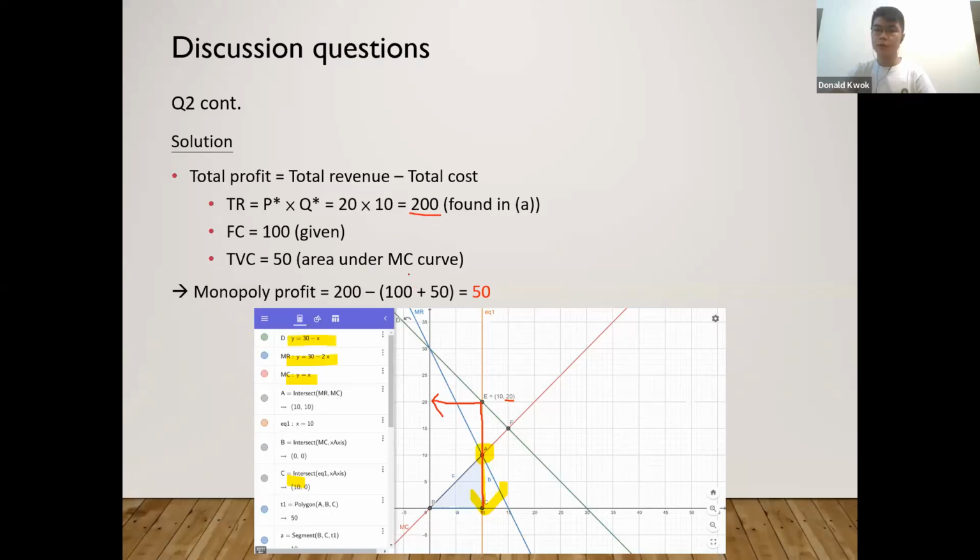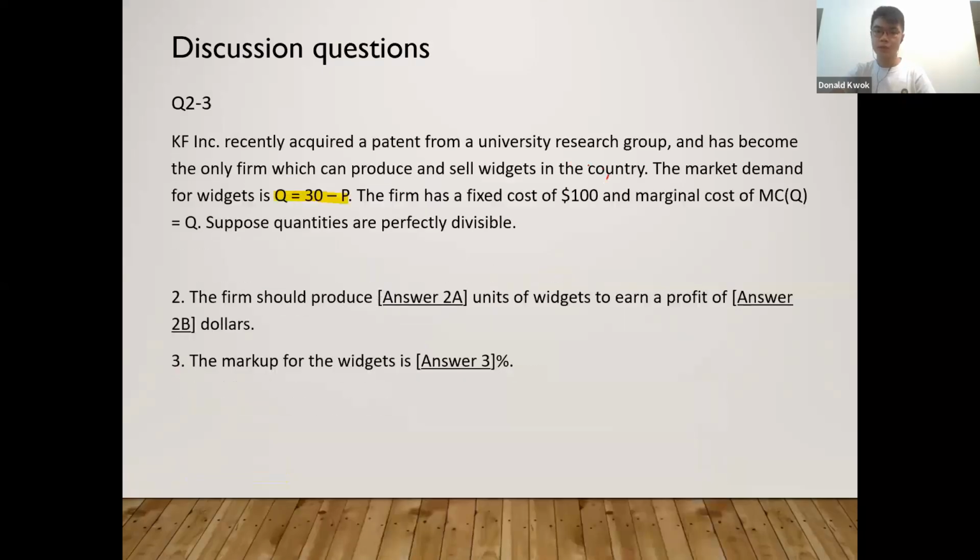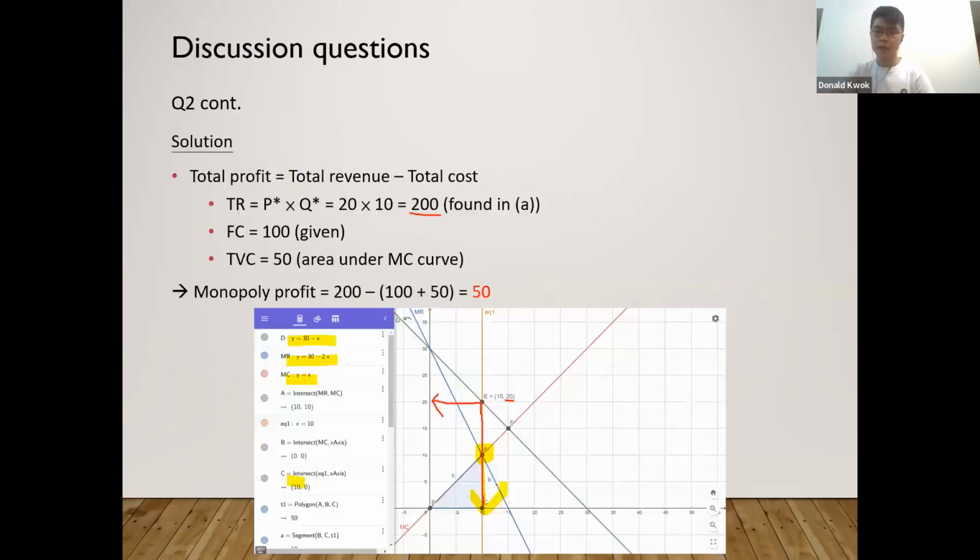And for total cost, it is decomposed in 2 parts. Fixed cost is 100, already given in the question here. And for the total variable cost part, it would be the area under the marginal cost curve until the profit maximizing quantity. So this blue triangle would be the total variable cost. Using a polygon function in GeoGebra, you can find the area is 50. So all the numbers are here, and we can calculate the monopoly profit is $50.